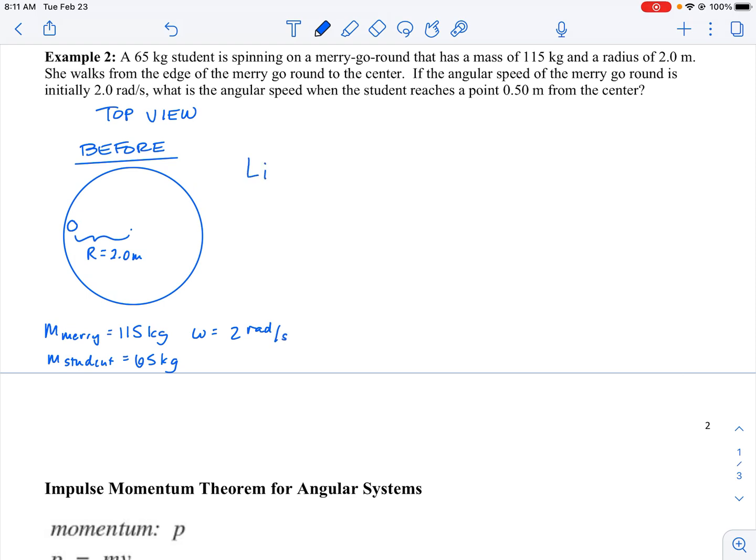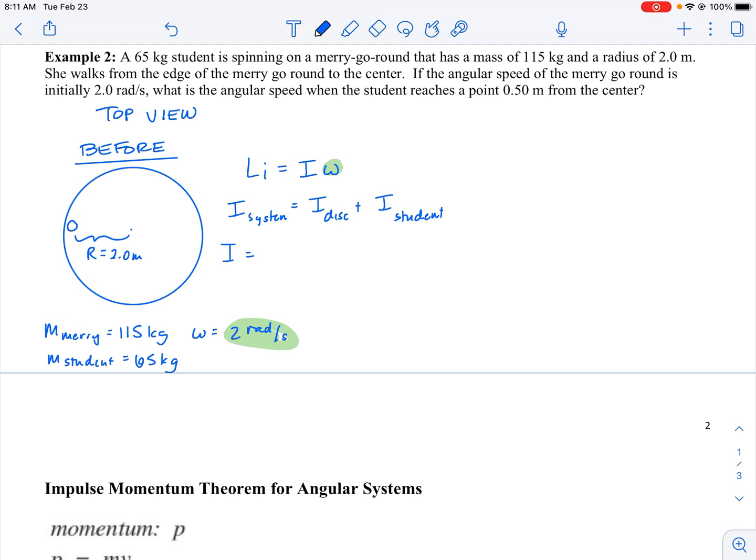Now, if I want to find the initial or the before angular momentum of this system, I need the moment of inertia and I need the angular speed. I have the angular speed, the 2 radians per second. I do need to calculate the moment of inertia. The moment of inertia of the system is additive. So I can just take the moment of inertia of the disk plus the moment of inertia of the student.